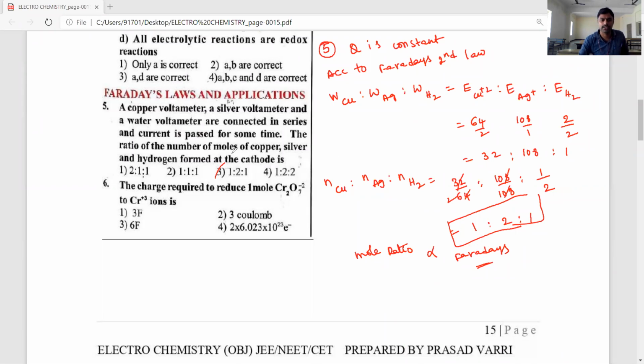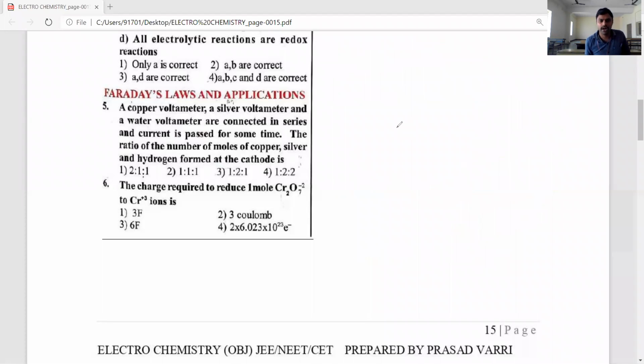The third option is correct. Okay, let's see the next question. This is also the same: how much quantity of electricity is required depends on the number of moles of electrons required. 1 mole of electrons means it is equal to 1 Faraday. 1 Faraday is nothing but 96,500 coulombs. Okay, let's see the sixth question.